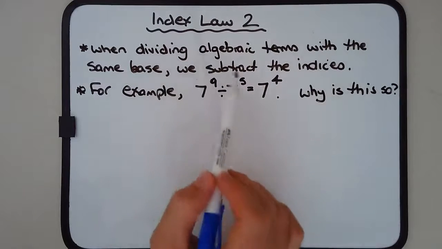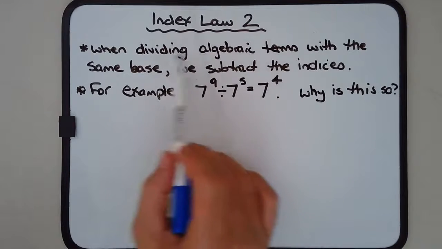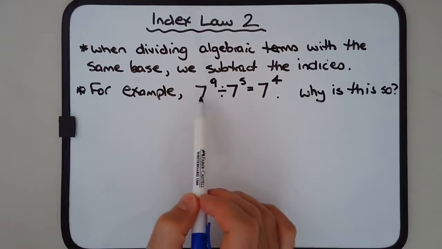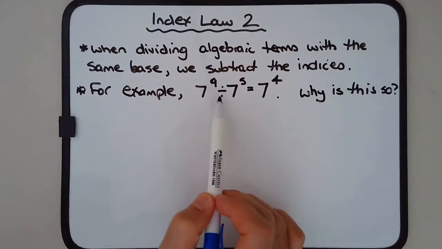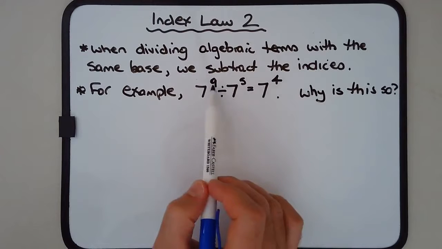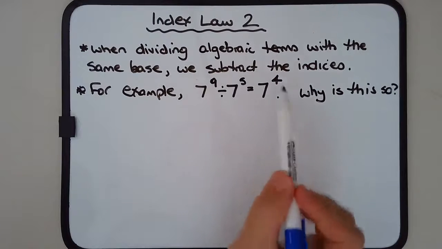Multiplying algebraic terms, add the indices. Dividing algebraic terms, subtract the indices. Okay. So for example, if we had 7 to the power of 9 divided by 7 to the power of 5, that equals 7 to the power of 4, because 9 minus 5 is equal to 4.